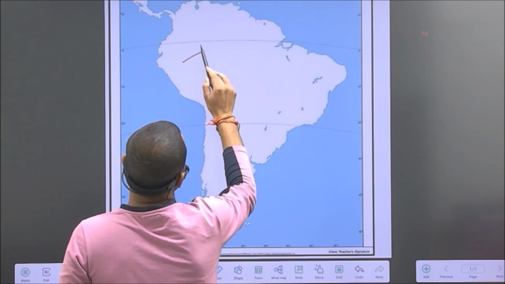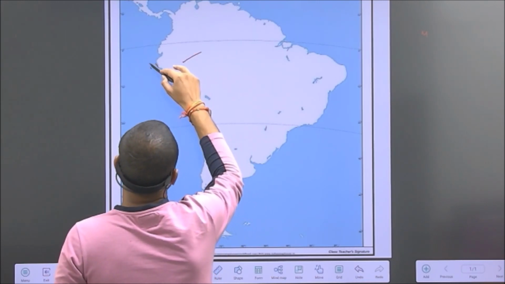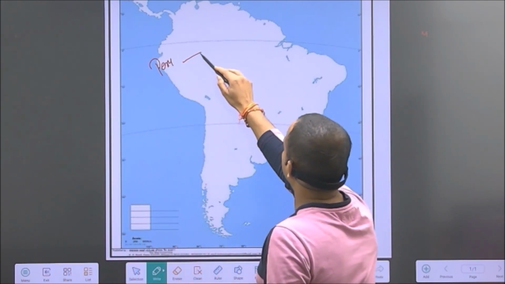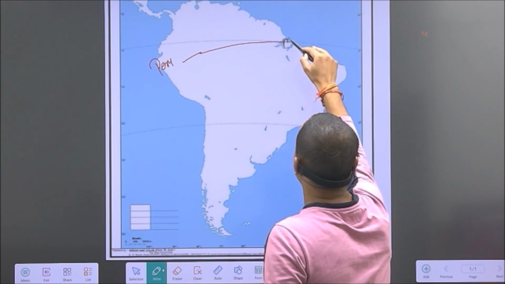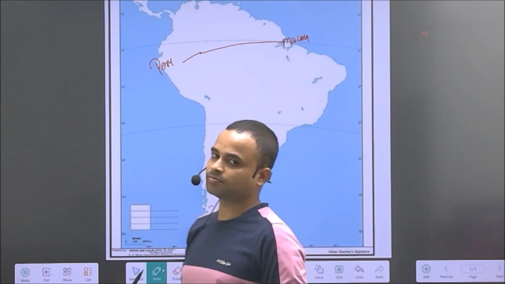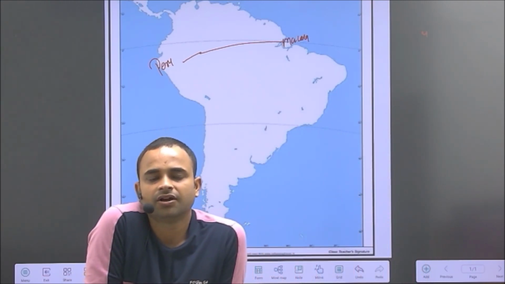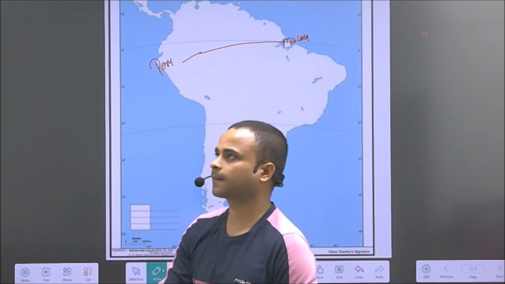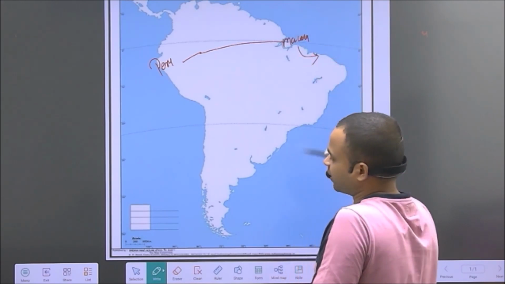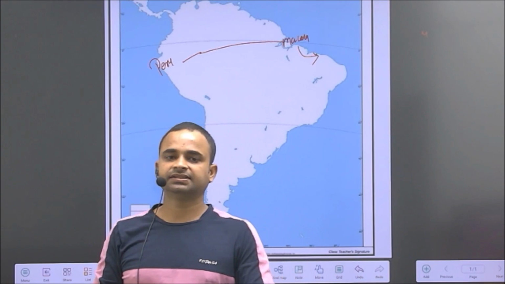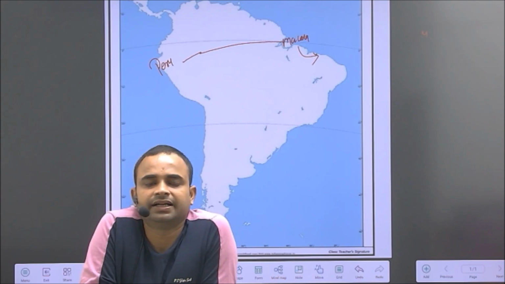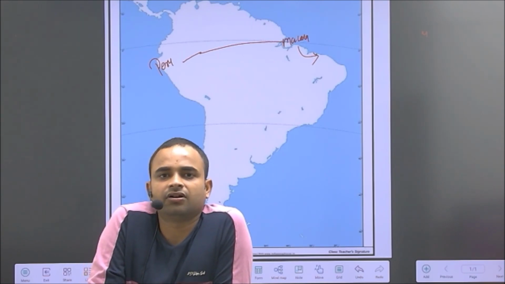Amazon River basically originates from Peru, in the Andes mountain, and it ends at Macapa. Macapa is the mouth of the Amazon River, which is situated in the Atlantic Ocean. Some important facts about Amazon River. Amazon River is the largest river of the world, and it is the second longest river of the world after the Nile River.